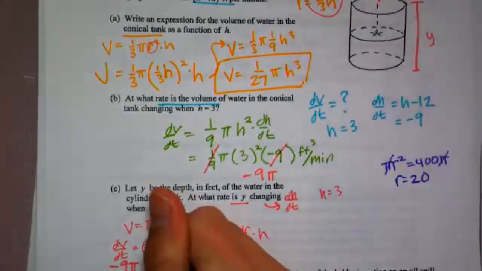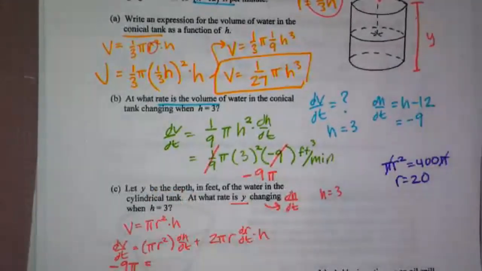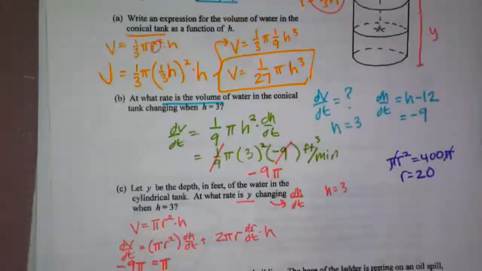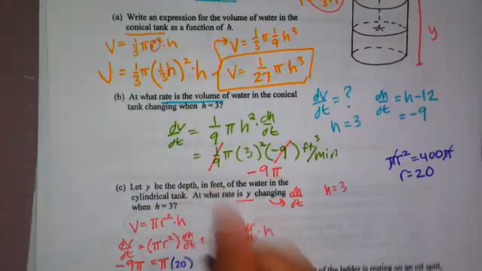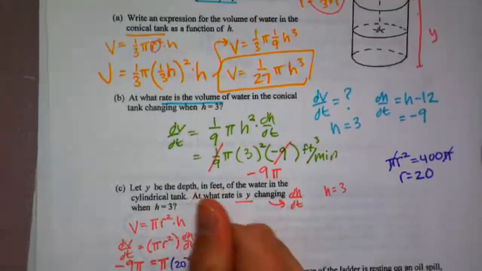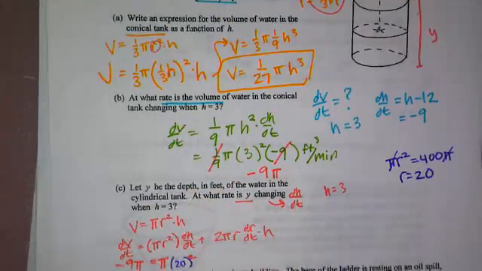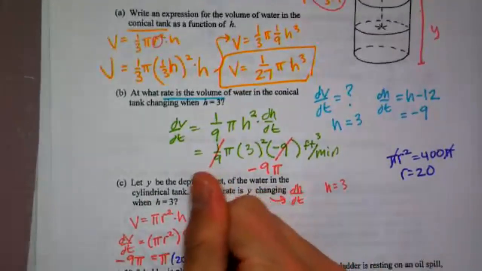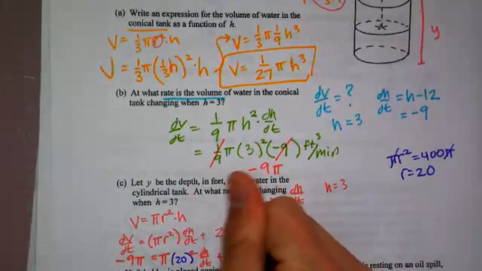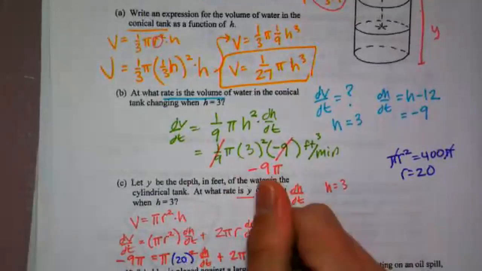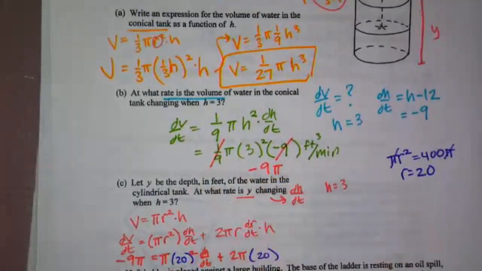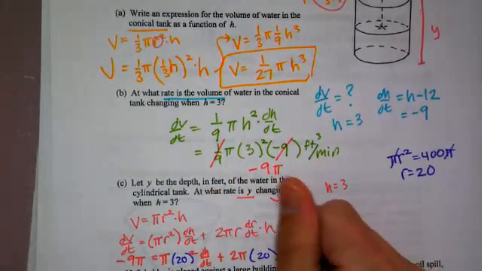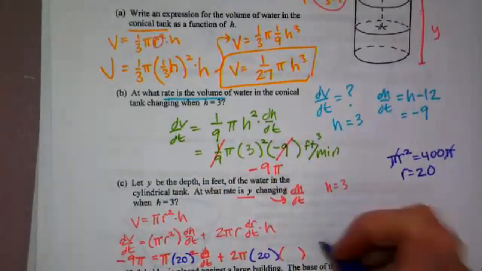All right, so dV/dt equals pi times 20 squared. We're trying to find the dh/dt so that can stay in there. How do you do the dr? Plus 2 pi times 20, and then h is 3.